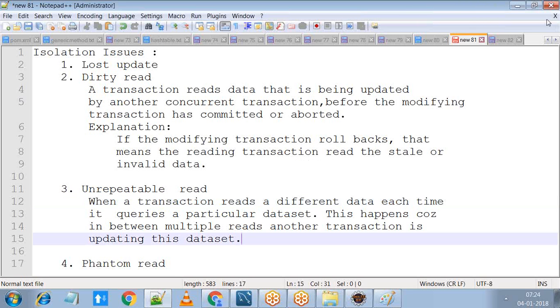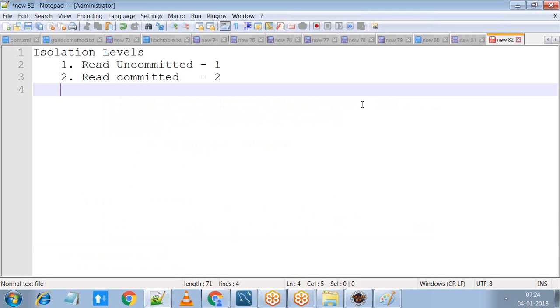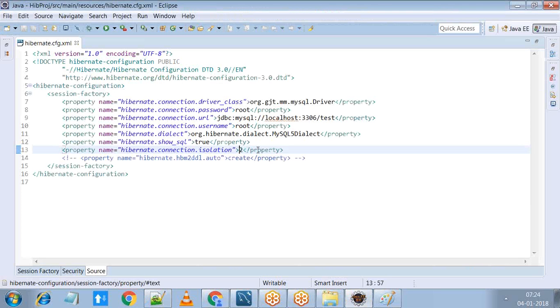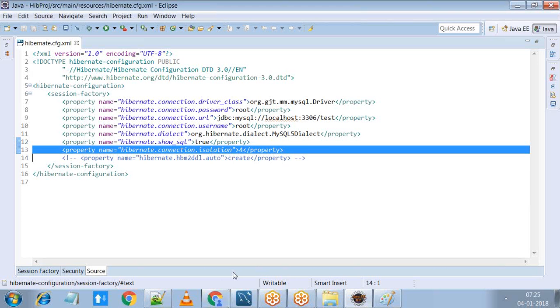So you will be able to address this issue using a repeatable read isolation level. Repeatable read isolation level, I can say. So the value is 4. You have to set it to 4 here. The isolation property value, set it to 4.